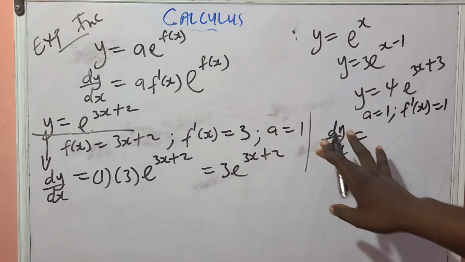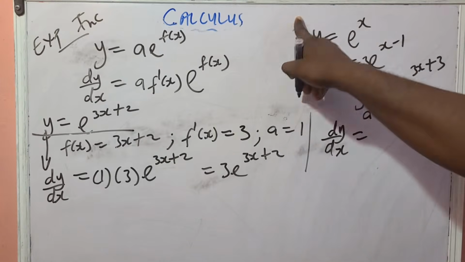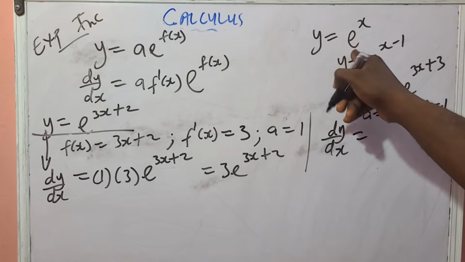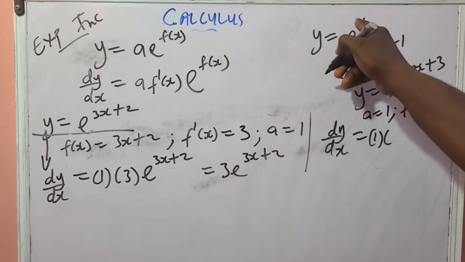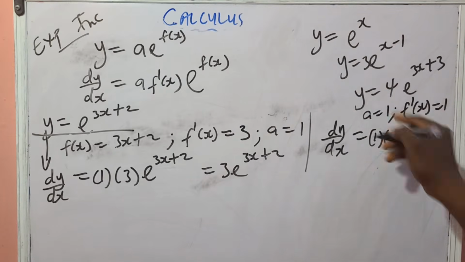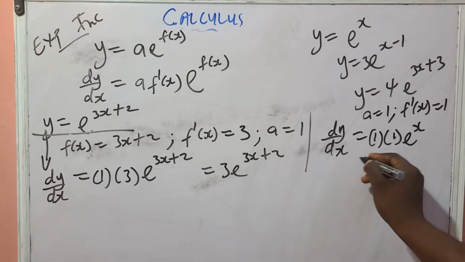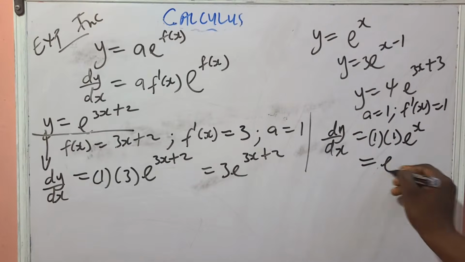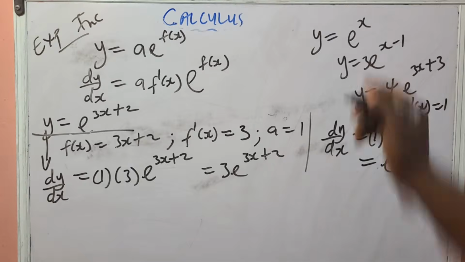So now what's going to be my dy over dx? My dy over dx will be the coefficient of the exponential, that will be 1, times the derivative of the power, that will be 1 here. And then you go on to just rewrite the exponential, that will be e raised to power x. So dy over dx for this one is the same thing as e raised to power x. That's the first one. Let's do the second one.